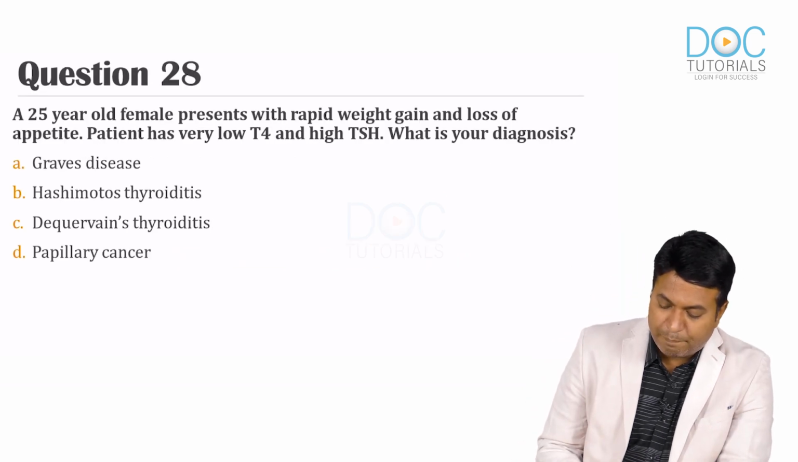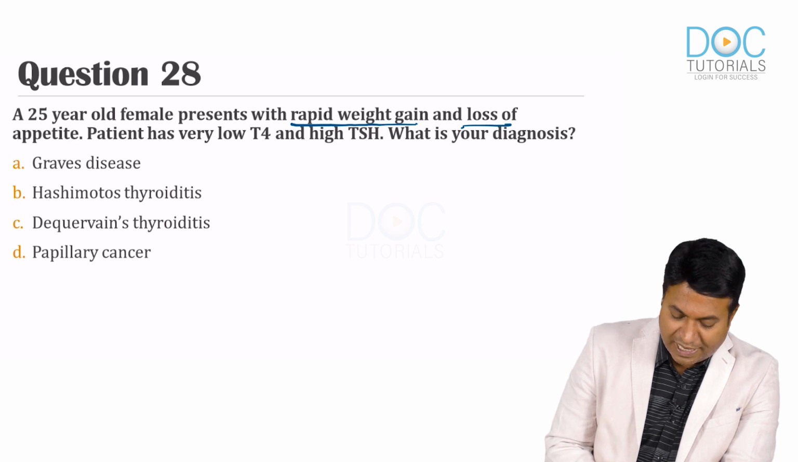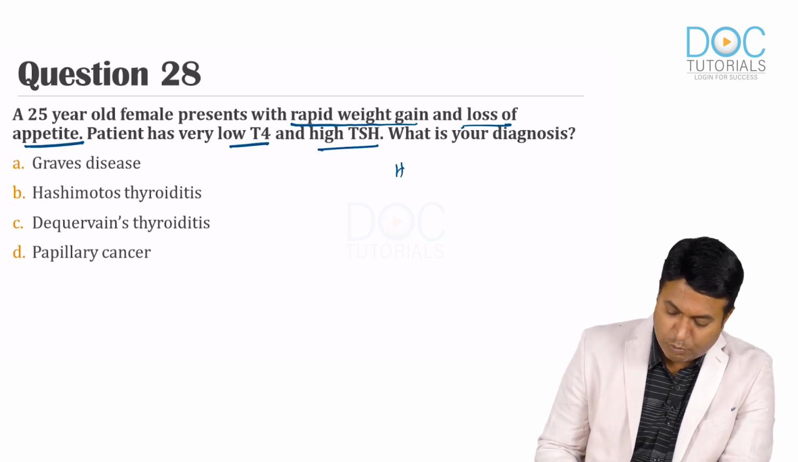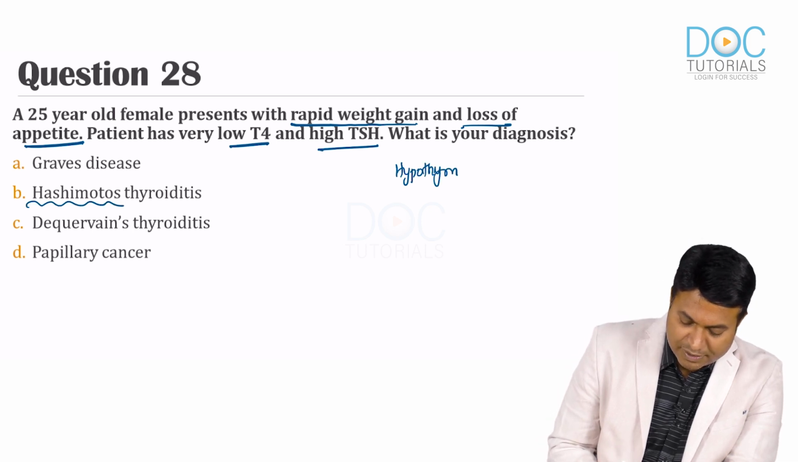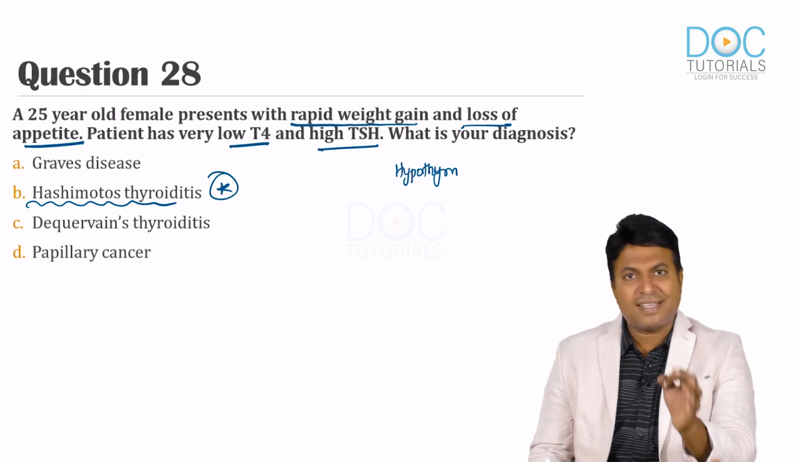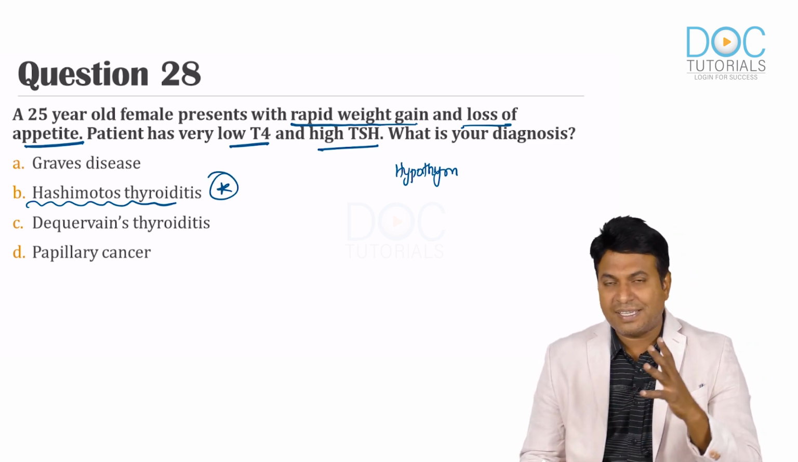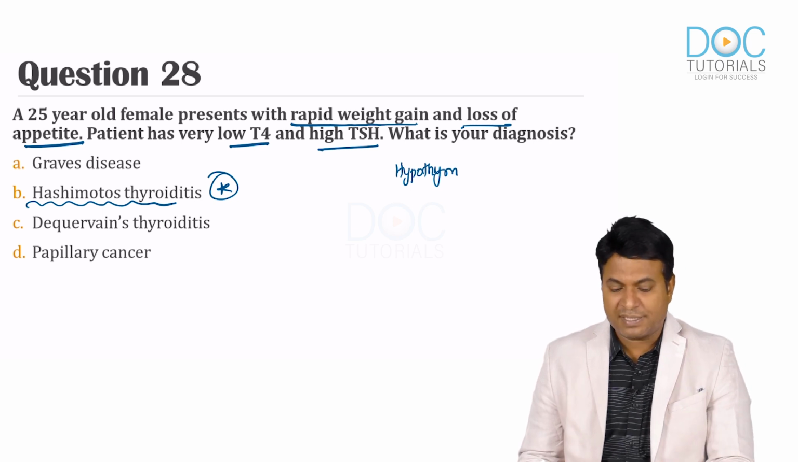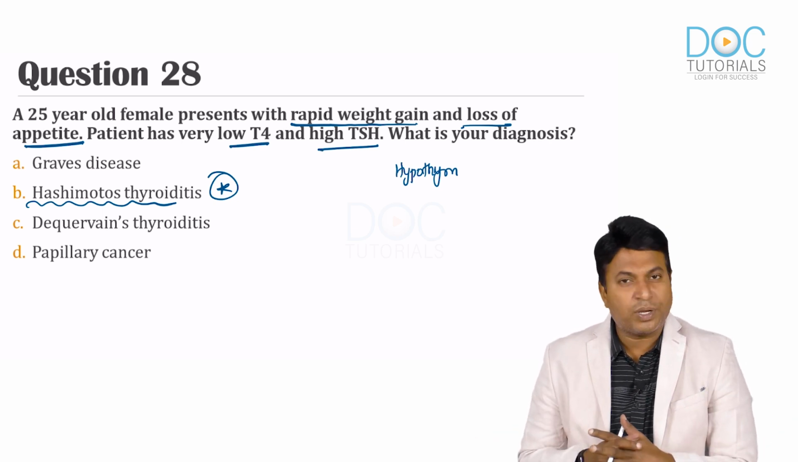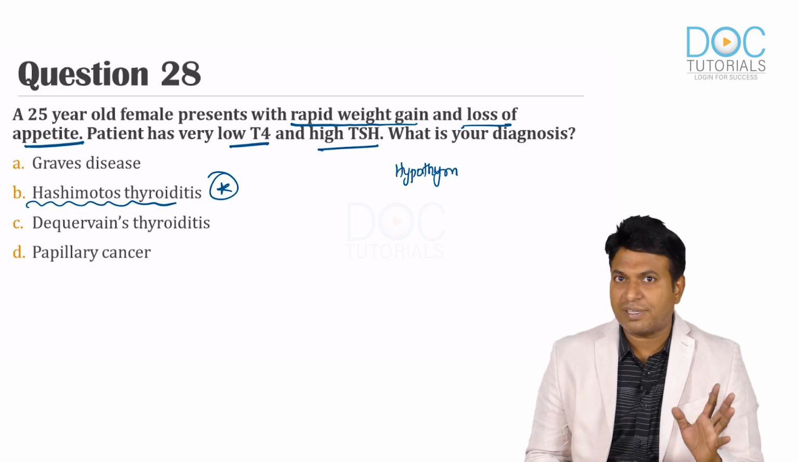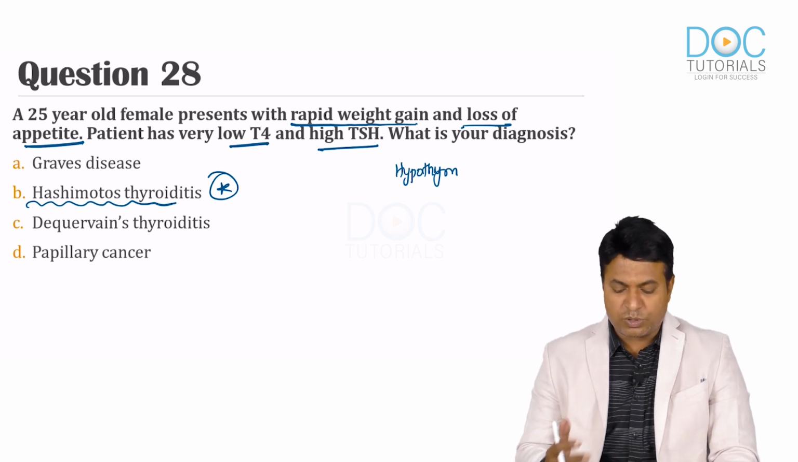25-year-old female with a rapid weight gain and loss of appetite. Patient has a low T4, high TSH. So the patient is having hypothyroidism. So hypothyroidism due to Hashimoto's thyroiditis. I'll tell you, this is the easiest paper in the past 5 years of AIIMS exam. I have not seen such an easy paper for AIIMS exam. Probably after combining the institute exam papers, all the 30 questions are very easy except that one question which is a new question. Otherwise, all these questions are being repeated.